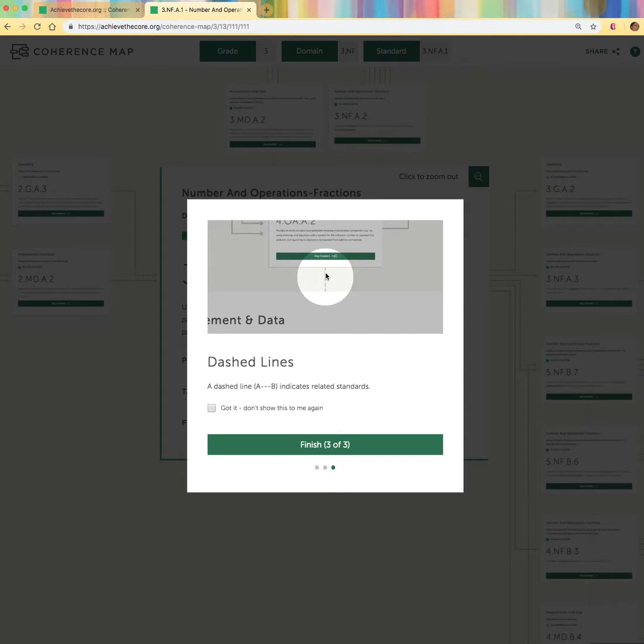Then you're going to notice as we explore these dashed lines. A dashed line means that it's a related standard. It's not foundational, it's related. You could present them side by side, or when it comes up in instruction, you may want to refer back to a related standard and connect those for your students so that we're not teaching standards in complete isolation. All right, so let's finish with these directions and take a look at the map that I'm so excited about.